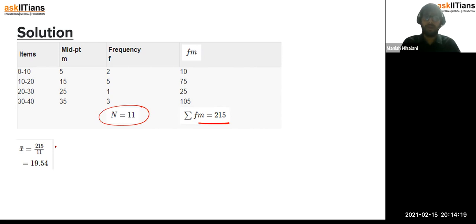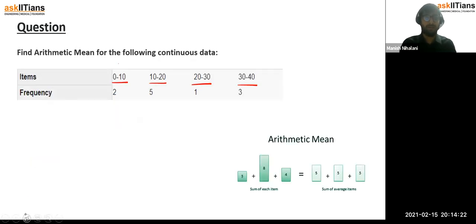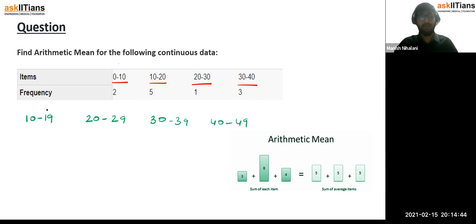Suppose you are given a frequency distribution which is not continuous. For example, 10 to 19, the next one 20 to 29, then 30 to 39, and 40 to 49. You can clearly see that one class ends at 19 but the next one starts at 20, not at 19. So in this case the distribution is not continuous. Can we find the mean directly? You would say no. First we have to make it continuous. So how do we make it continuous?